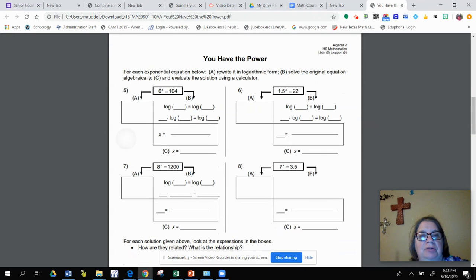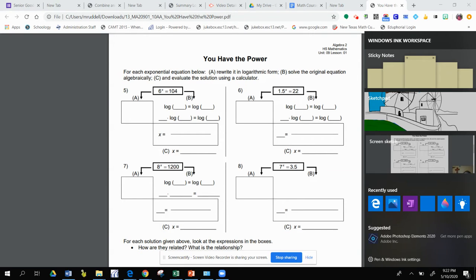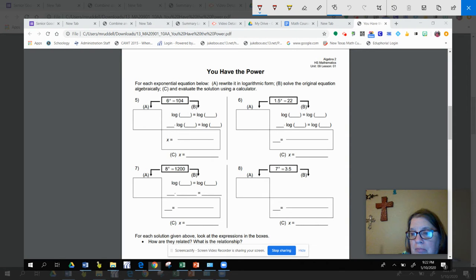Okay, let's do this. Again, my webcam will freeze when I start to write, but it'll be okay. Just look at my face in one expression for a while. It says for each exponential equation, rewrite it in logarithmic form. Okay, we are not going to do that part. We're going to solve the original equation algebraically.